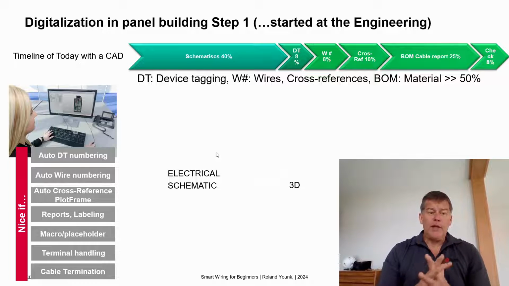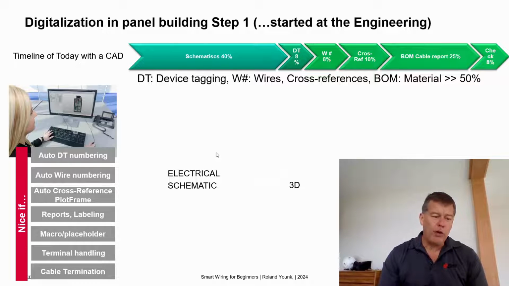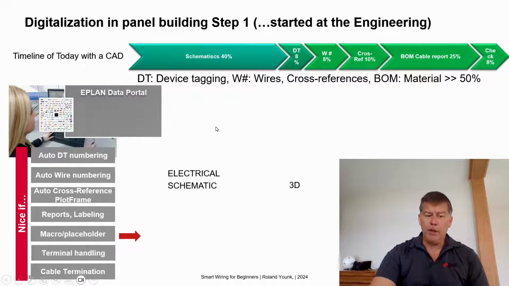So nowadays, when we talk to most people about their issues and topics, very frequently we have these topics that come along: the device tagging, wire numbering, cross-referencing, the creation of the bill of material, which represents most likely over 50% of their time, is where they would like improvements. Of course, the improvements would come from automatic device tag numbering, wire numbering, cross-referencing being handled, reports being generated, terminals and cables can also be generated. And this is what we do with Eplan.